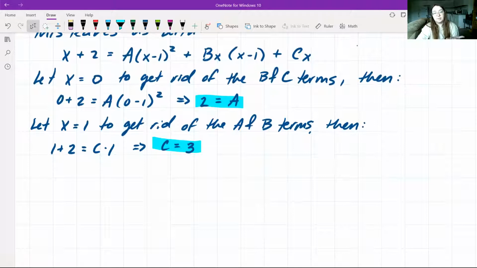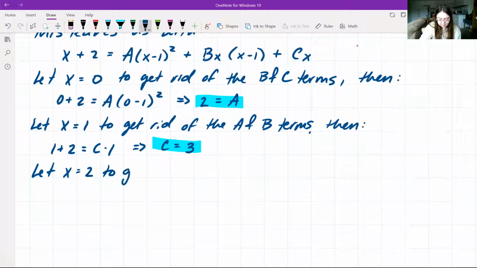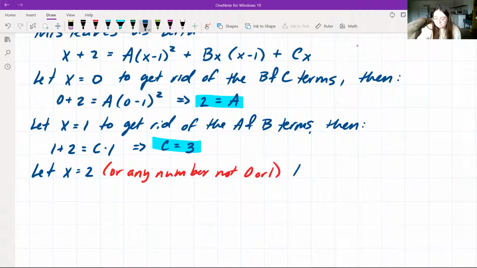Now, to solve for b, we can let x be equal to anything. We just can't let it be equal to 0 or 1 in order to actually solve for b. So we're going to let x just be equal to 2. We can let x equal 2, or any number, not 0 or 1, to find b.